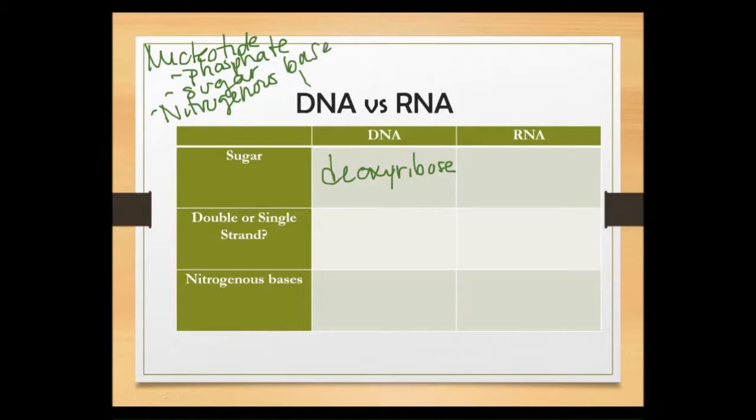And there are 4 different ones in DNA: G, C, T, and A. So those are our 4 different nitrogenous bases.